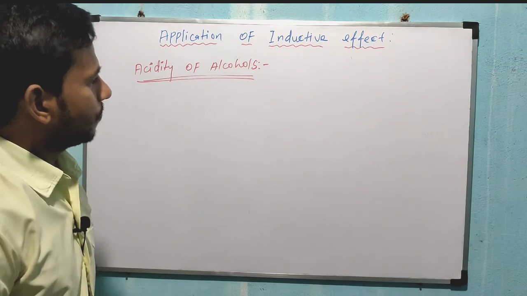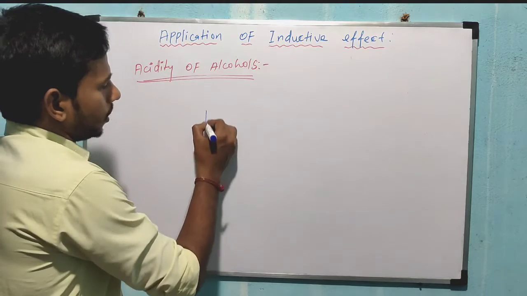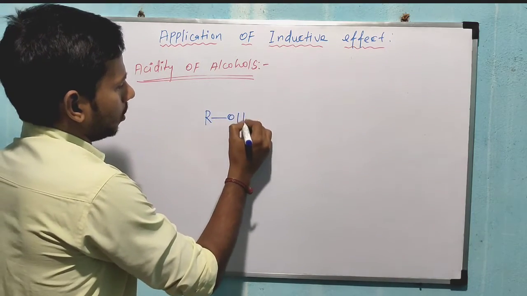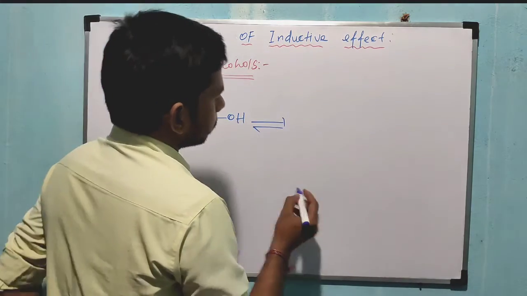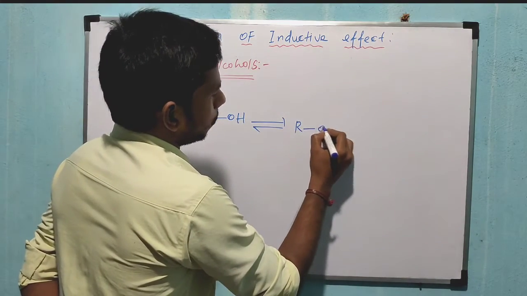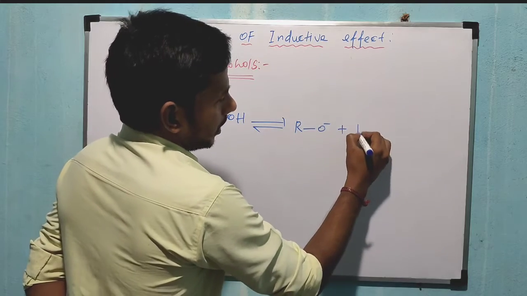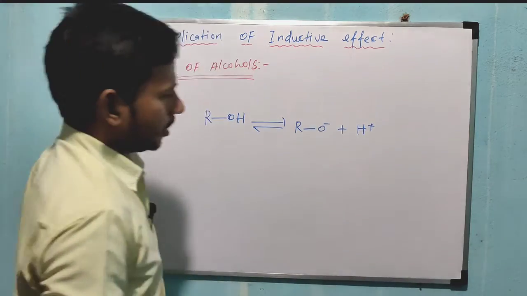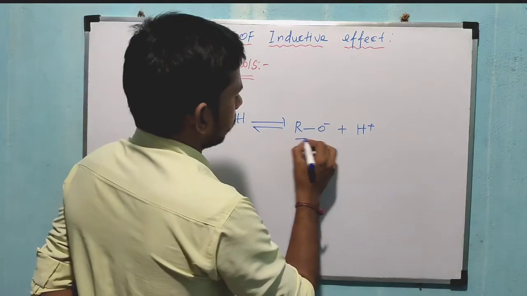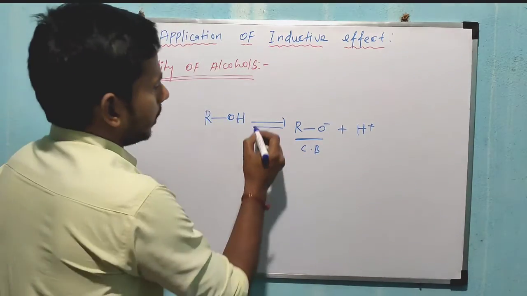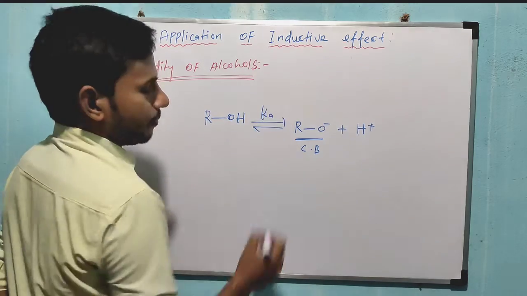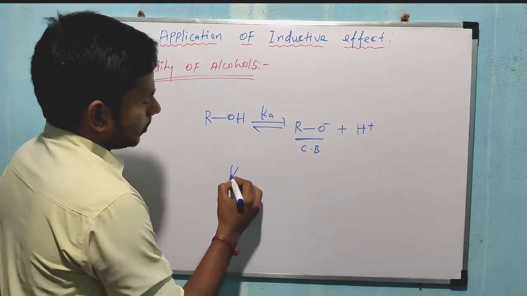For example, I am taking an alcohol, ROH. Dissociation takes place and I get RO minus plus H plus. This RO minus is what we call the conjugate base. The dissociation constant is written as Ka. Here Ka means the acid dissociation constant.